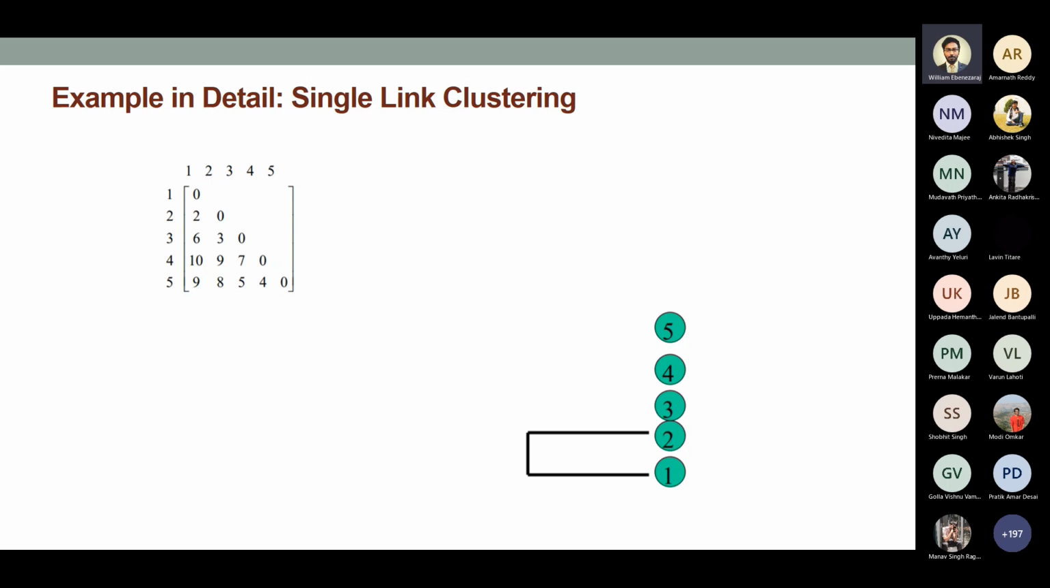So the distance between 3 and 2 is how much? 3, right? Yes. And the distance between 3 and 1 is how much? 6. Okay, so it will be 3. You're right, absolutely, that's correct. Okay, perfect. So now what would be my merging step?